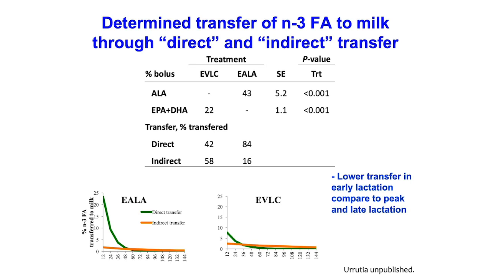So it's really neat that those very long-chain omega-3 fatty acids are so quickly being moved into these pools that are not available to the mammary gland. That decreases their transfer to the mammary gland by 50%, but also switches it from being this direct transfer pool to this long-term indirect transfer pool.